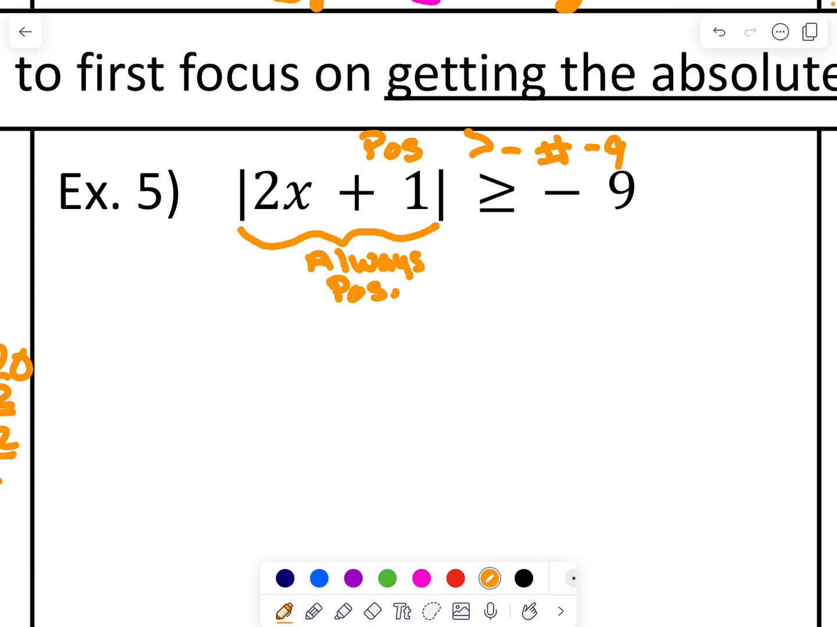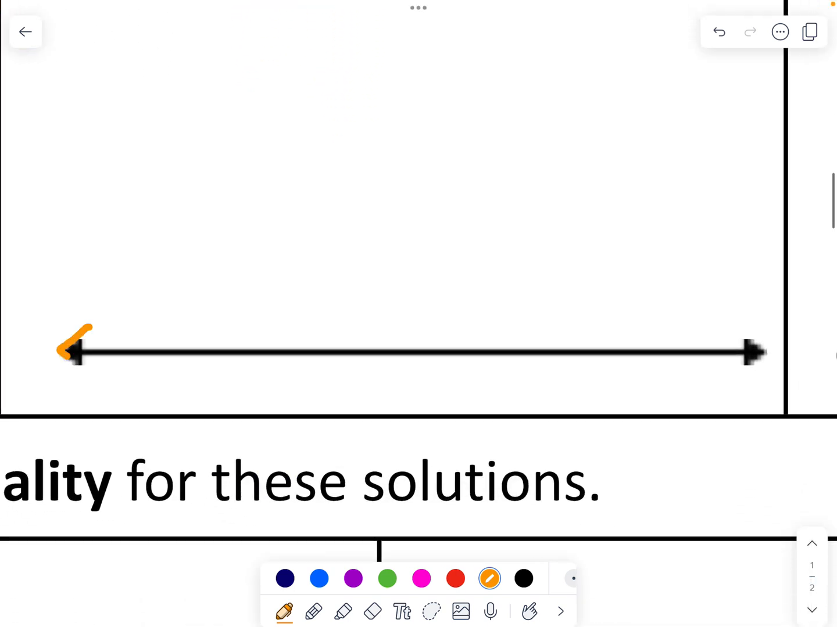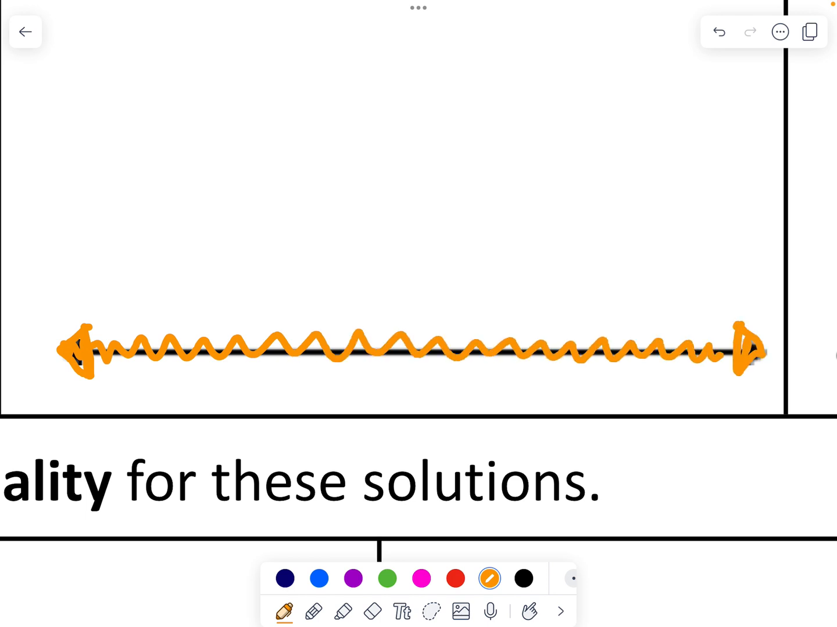A positive number is always going to be greater than a negative number. So we are not really looking at negative 9 specifically, but at a negative number. We know this is always going to happen, so we're able to fill our graph in all the way. No matter what our x is, this is going to happen. And we can go from negative infinity to positive infinity. We can also say x such that x is all real numbers.